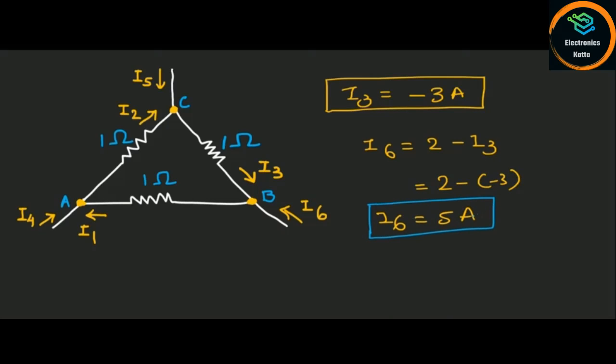So in this way, using Kirchhoff's current law, we can find the currents in any circuit. I hope you understood what Kirchhoff's current law is, and how, using this law, we can find the different currents in an electrical circuit.